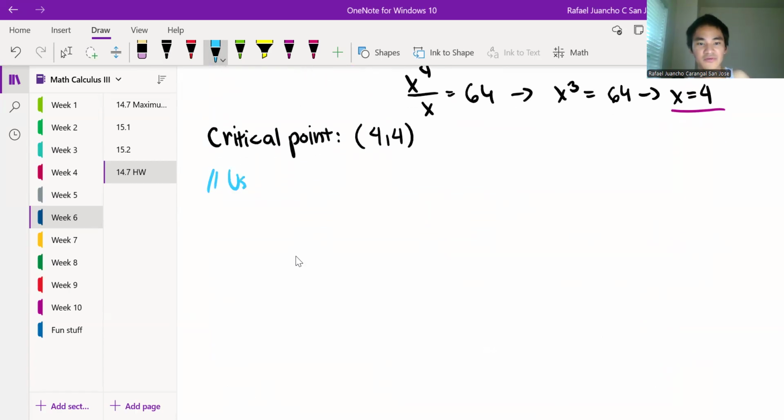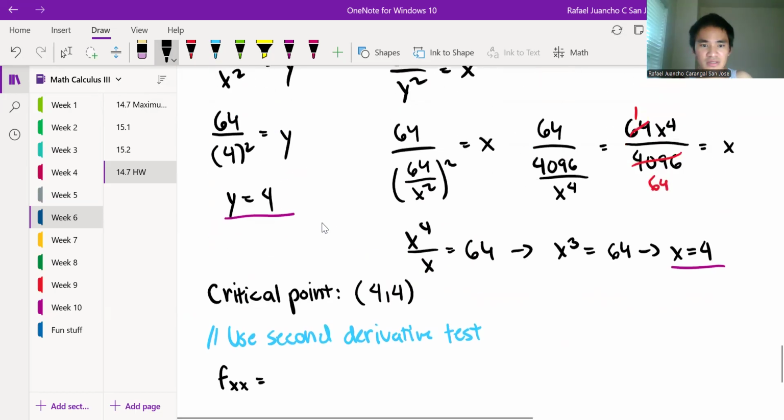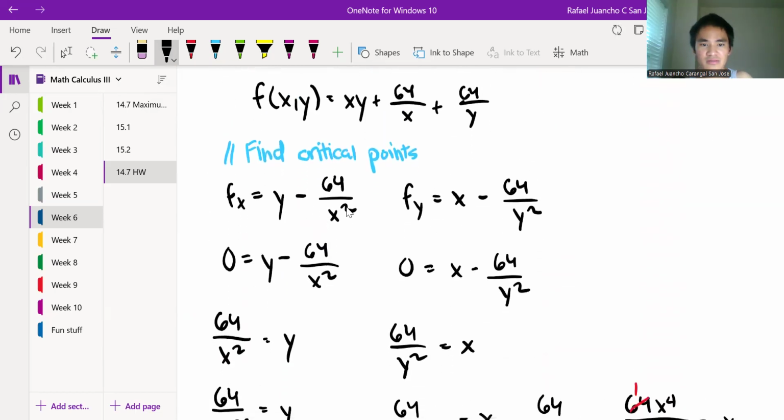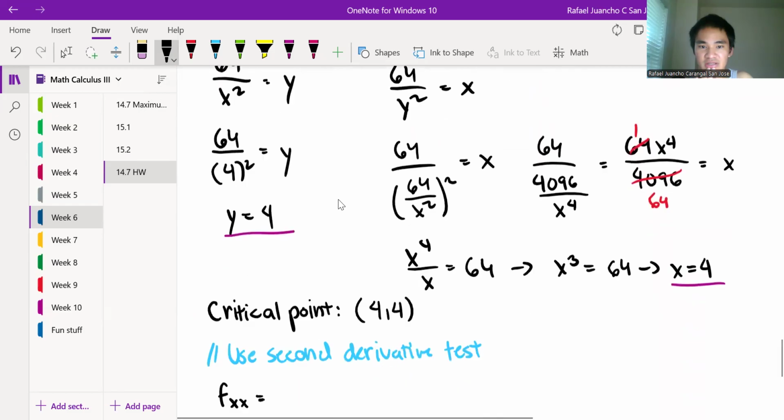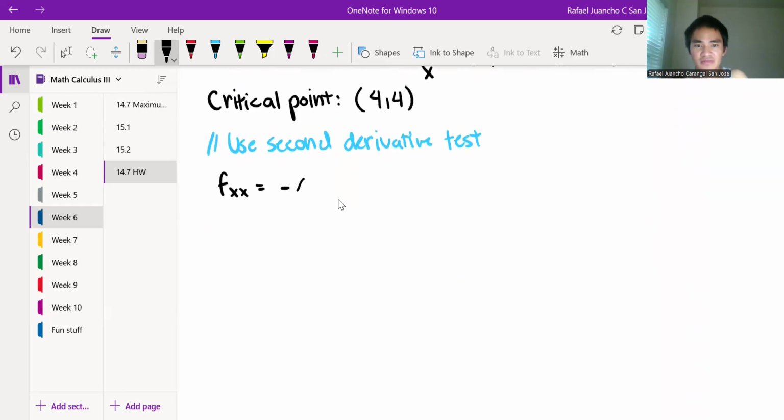And then again, we use the second derivative test, right? So I just plot these critical points. So I have f of x is equal to what? Based off of here, y is 0. Yeah, I got that. This is negative 64 over this.